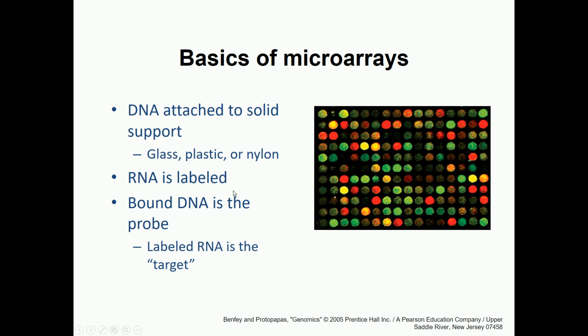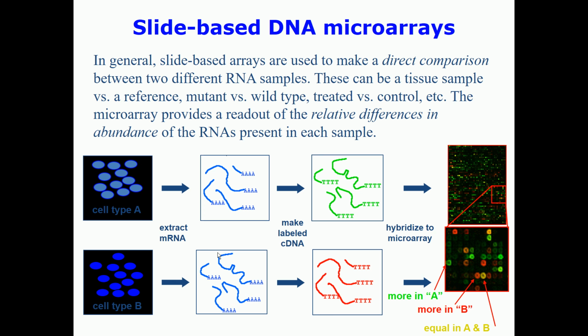So RNA is labeled. If you have two kinds of samples, cancer patients and the normal, you need to label them with different fluorescent dyes so that you can later distinguish. So bound DNA is the probe. The DNA which has been attached to solid support is called the probe, and the labeled RNA which you are going to put on this is the target. So I'm going to explain this technique. You will understand very nicely.